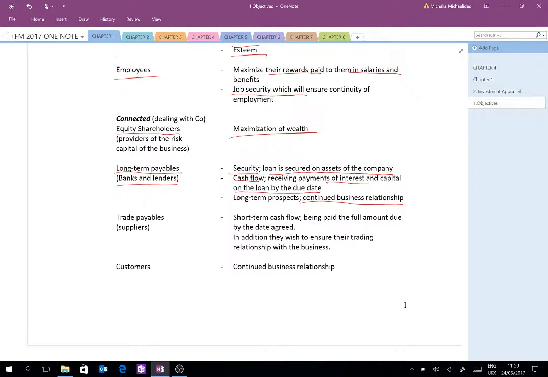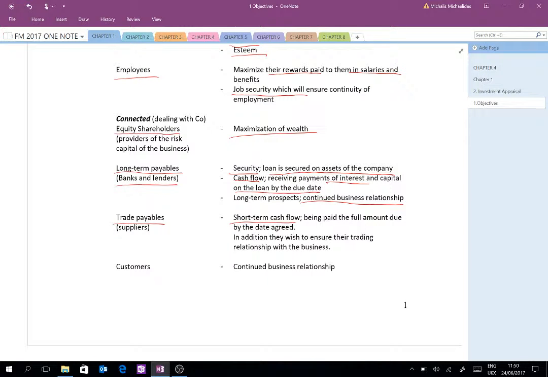Another stakeholder are the trade payables, the suppliers of our business. Now, usually these ones care mostly for the short-term liquidity of our business. Why? Because the money that the business has to pay to them falls due in less than a year.